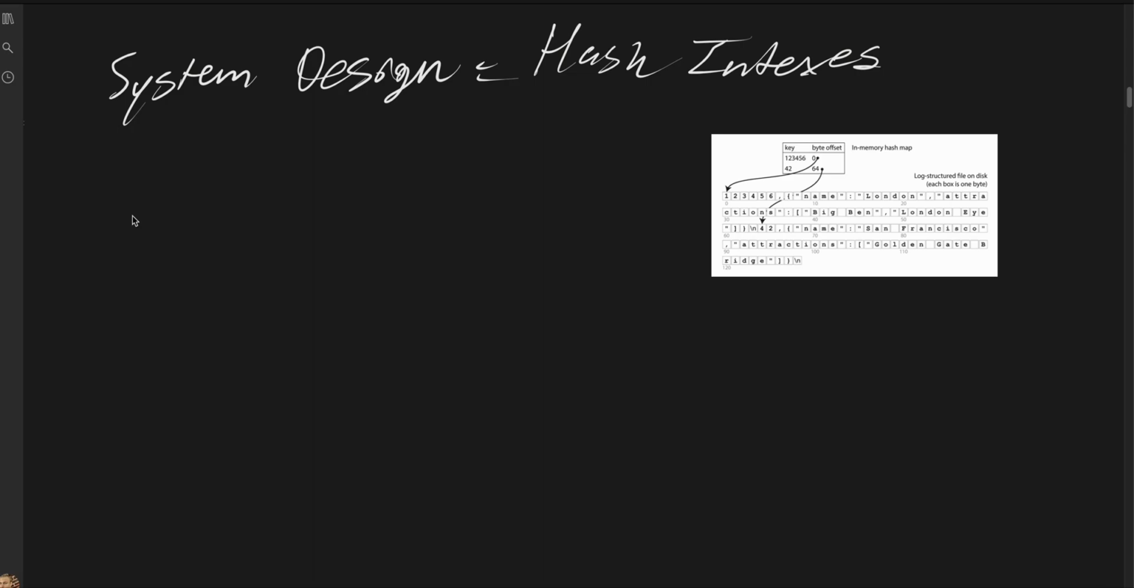Hello everyone, today we'll be going over a system design course, and we're focusing on the concept of hash indexes. Since we're diving into the realm of databases, hash indexes are a key and vital concept because they are analogous to dictionaries in programming languages. So they are similar to dictionaries, where they offer a fast way to access the value of a known key.